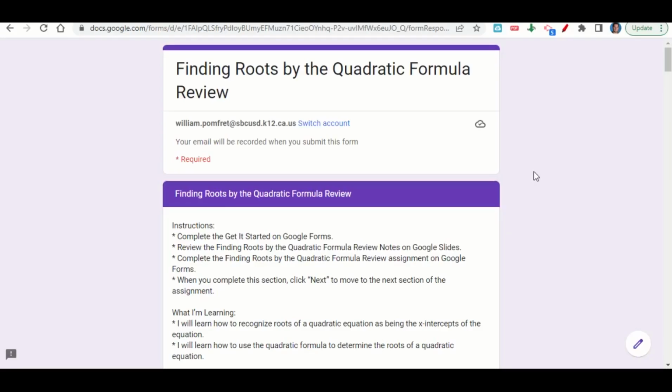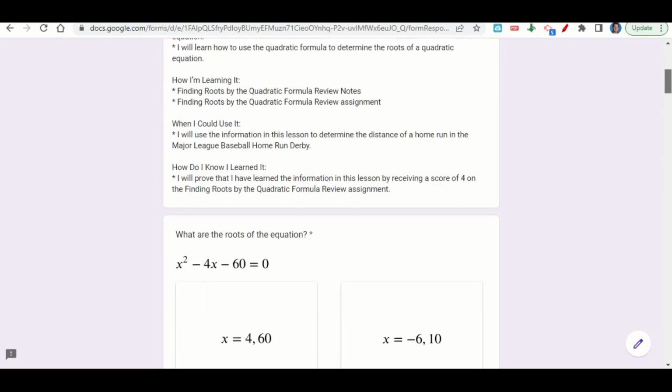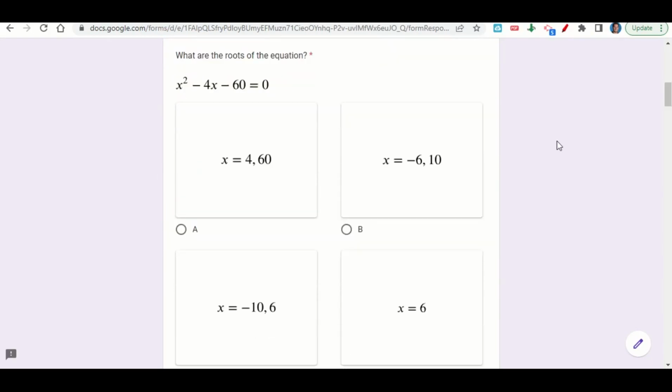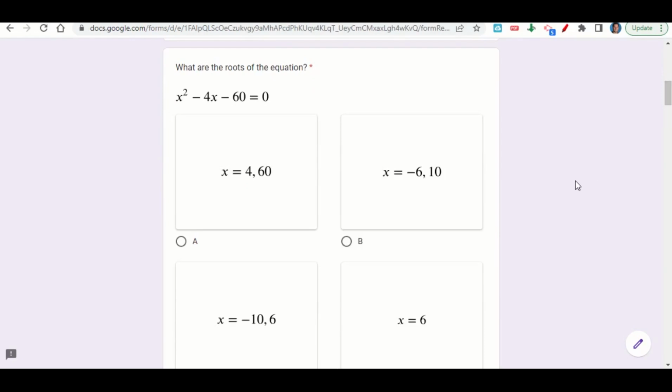Let's take a look now at the Finding Roots by the Quadratic Formula Review assignment. The assignment begins with the learning goals and success criteria. If we scroll down, we can see the questions. So this first one says, what are the roots of the equation x squared minus 4x minus 60 is equal to 0?